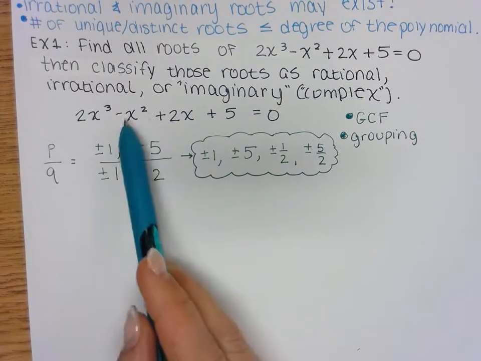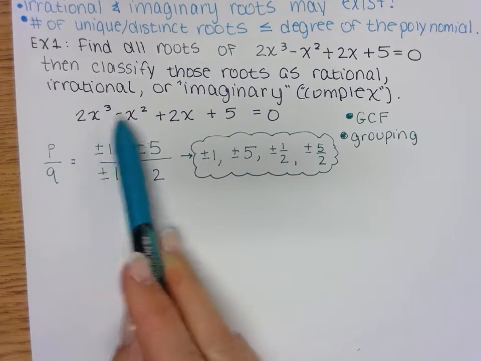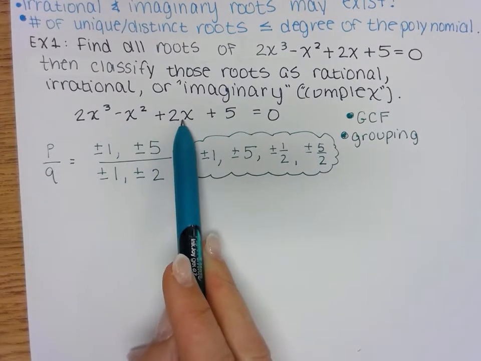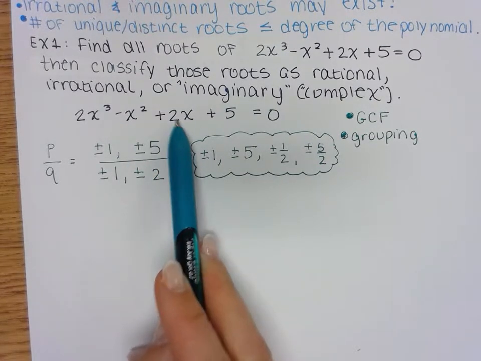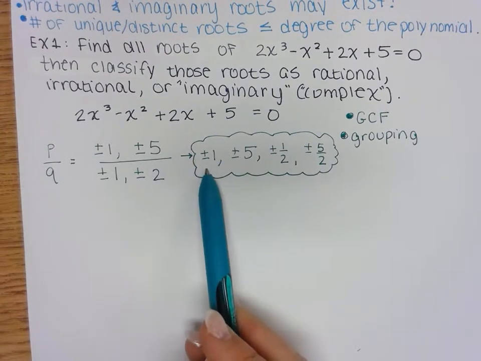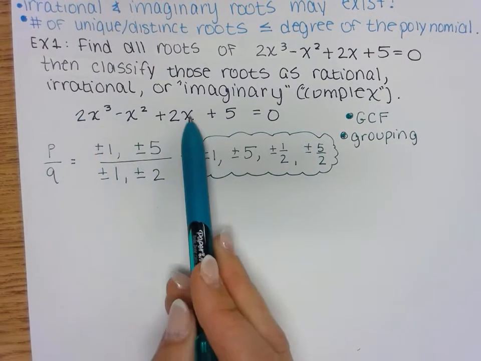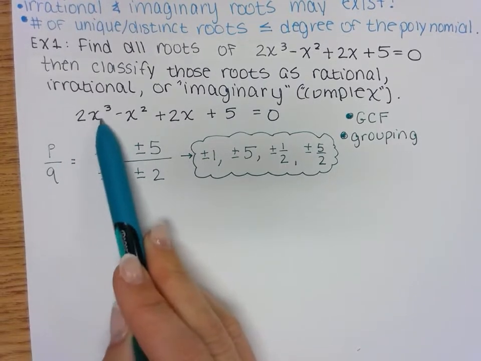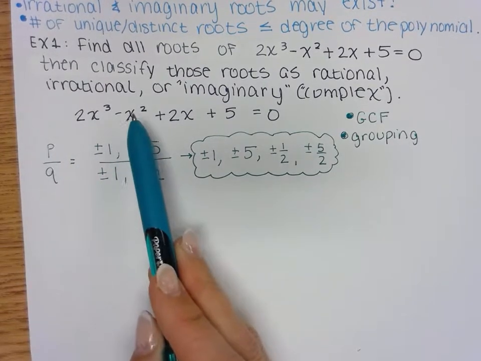So if I plug in 1, what do I get? I get 2 minus 1 is 1. 1 plus 2 is 3. And 3 plus 5 is 8. So 1's not going to work. If I try negative 1, negative to an odd power is negative. So I'll get negative 2 minus 1 is negative 3.